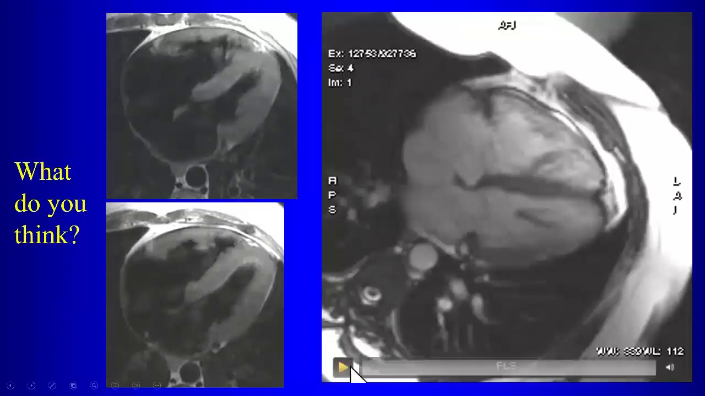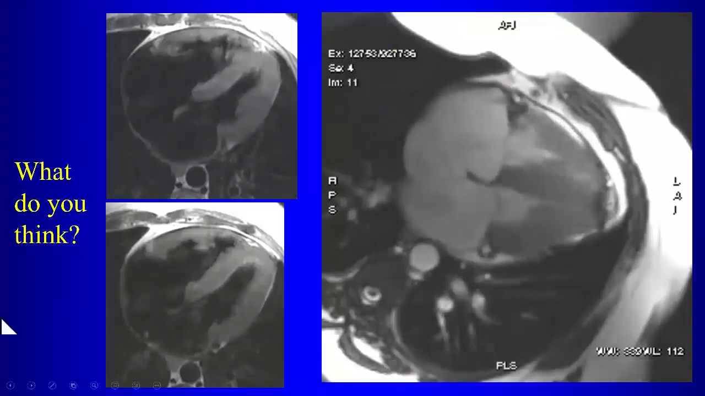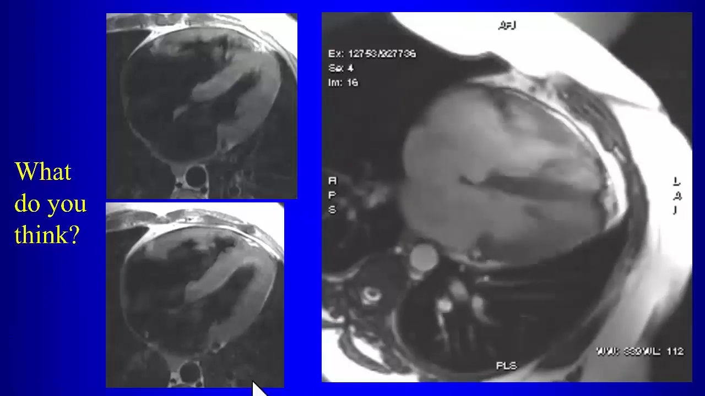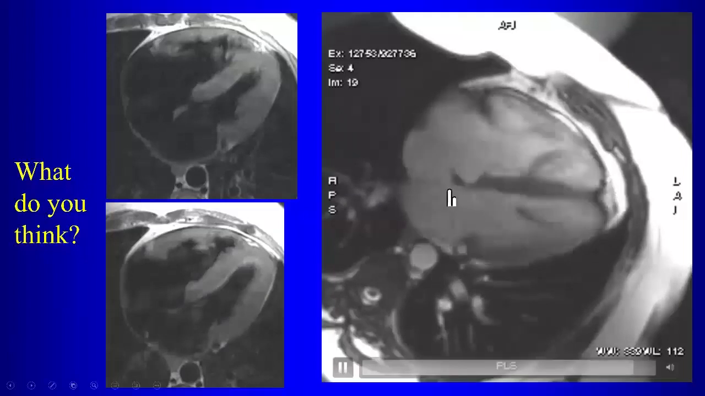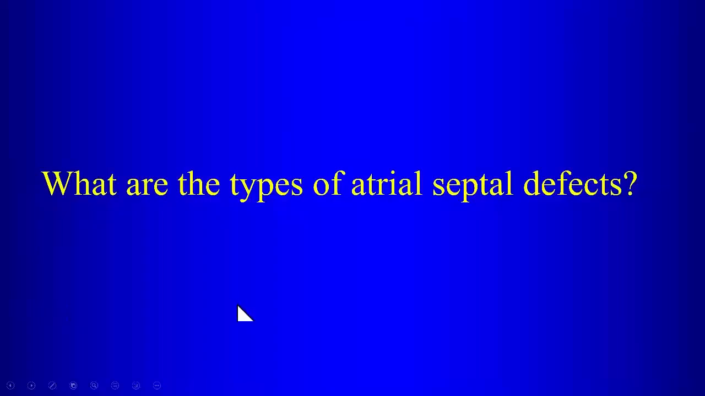What about this case? What do we have here? ASD. Yes, this is a large atrial septal defect. Here we have black blood images, and here we have our bright blood images showing an atrial septal defect. The types of atrial septal defect. What are the types of atrial septal defect?